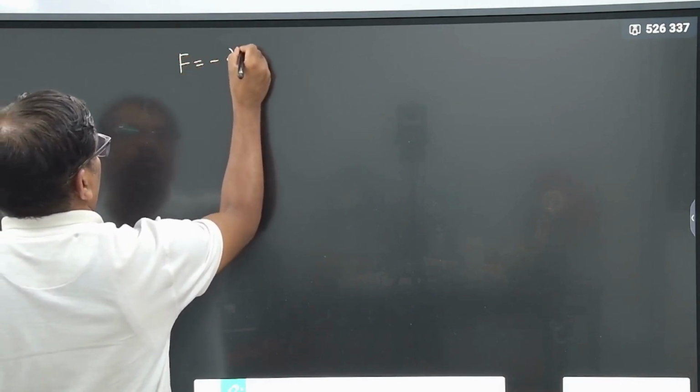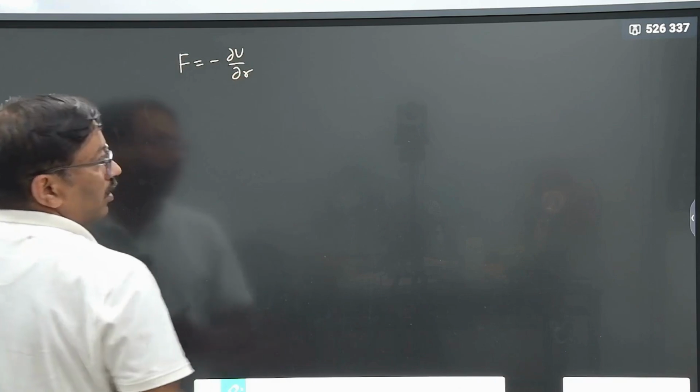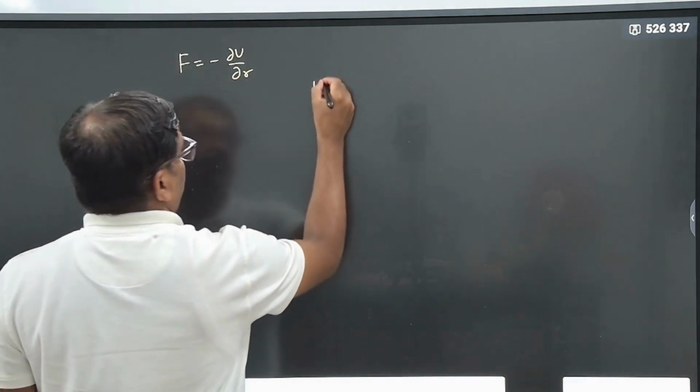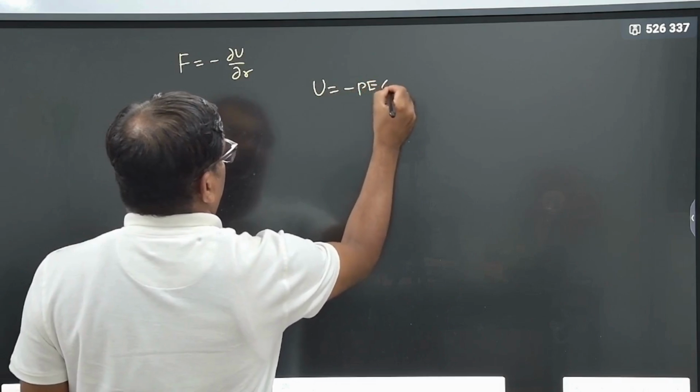In a non-uniform electric field, you know the force is a conservative force, and you know the formula already. So force, what is the formula? F is equal to minus dU by dr, right? And you know the potential energy formula now: U is equal to minus pE cos theta.